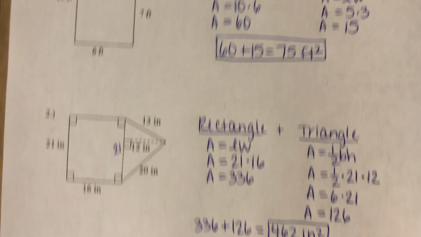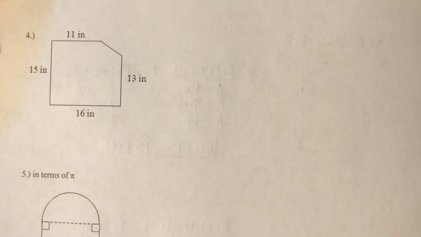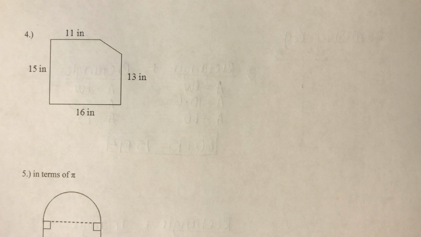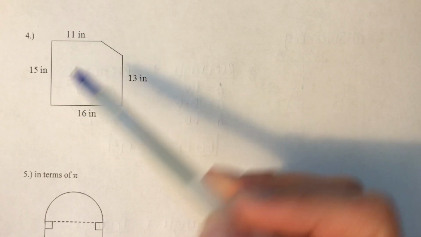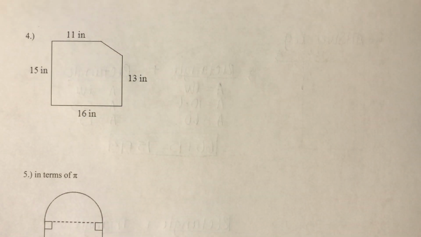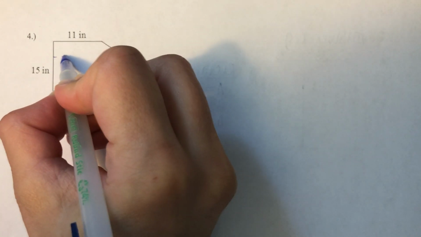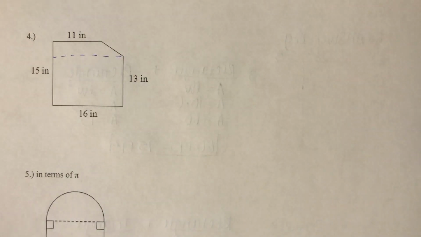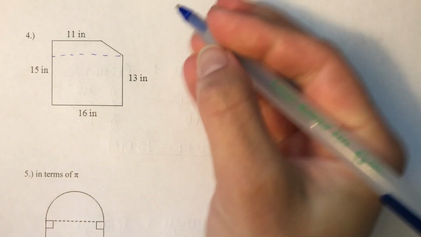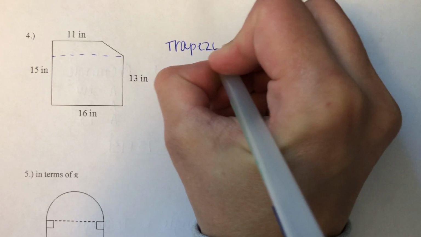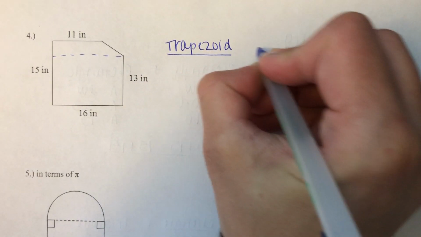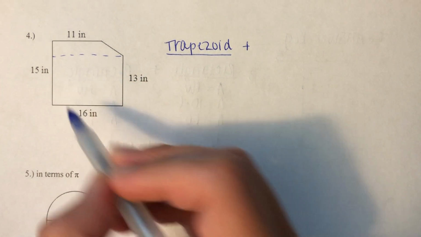All right, on to the back. Again, I'm going to draw in some lines. This is not a shape I recognize. It kind of looks like a trapezoid, but there's too many sides. 1, 2, 3, 4, 5 sides. That's not a trapezoid. So I'm going to draw one in here. Now I do see a trapezoid up top. And on the bottom here, I see a rectangle.